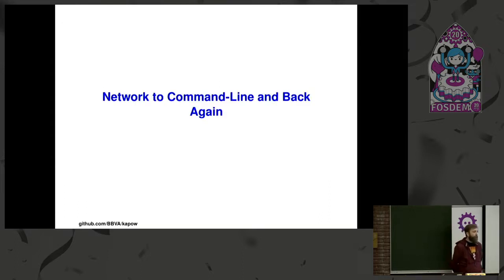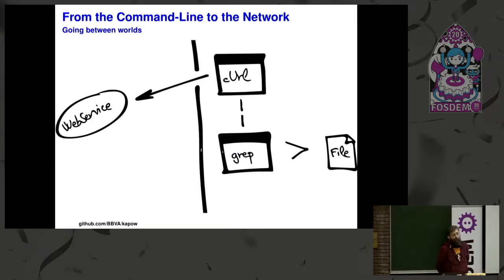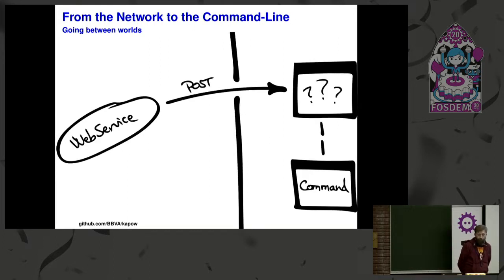So, how do we communicate these two worlds together? From the command line world to the network is very easy because we have a lot of very good tools like curl, wget, HTTP, you name it. Those tools can perform HTTP requests to web services, for example, and output the responses to the shell and interact with them very easily. The other way around is more complicated because we have a lot of options, but none is very good.